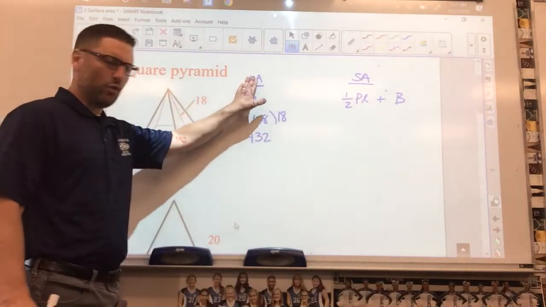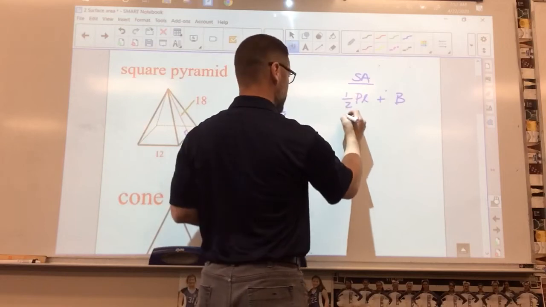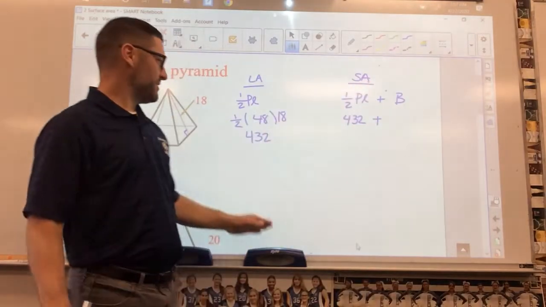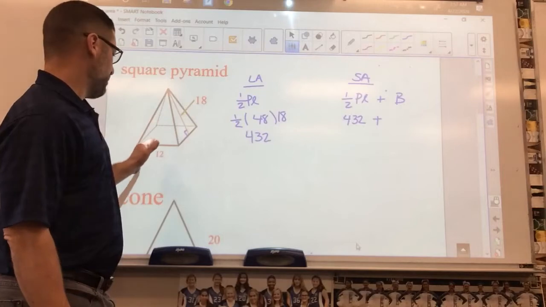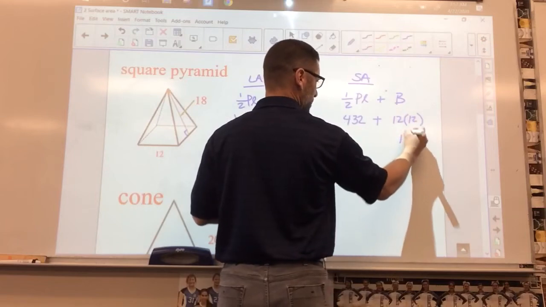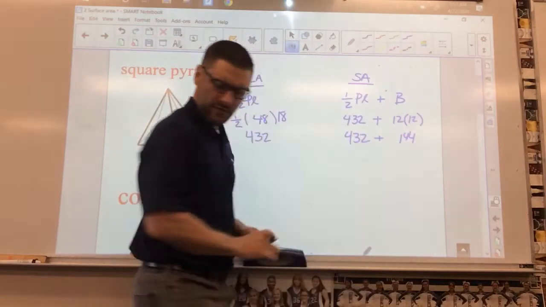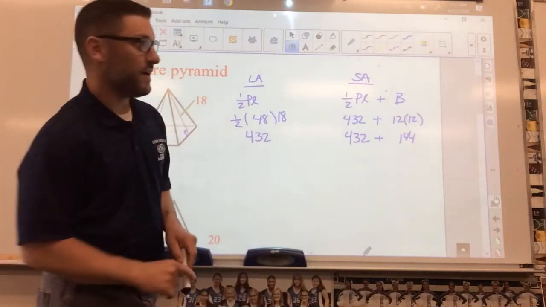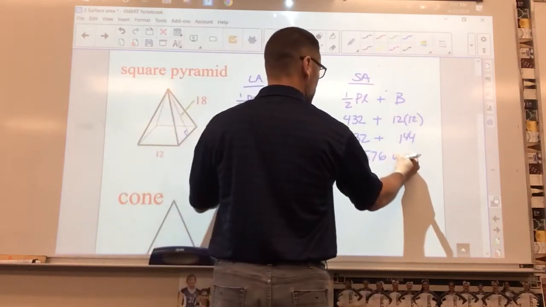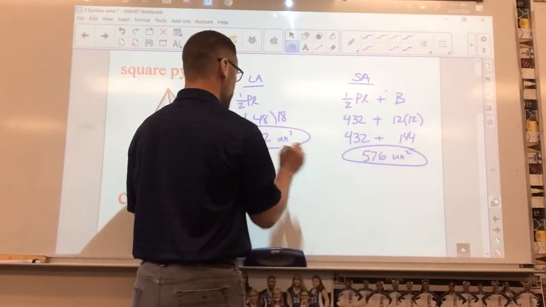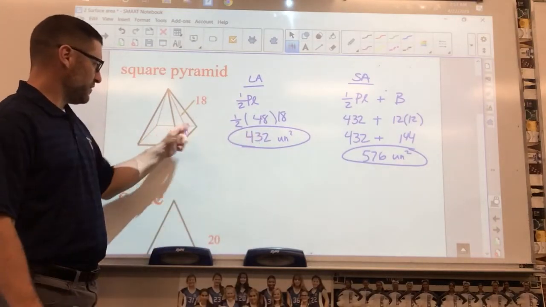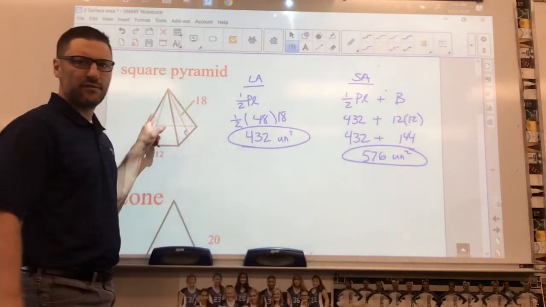Okay, that's the LA. And the cool part is, whenever I get this, plug it right in over here for the lateral surface area, 432. Half the surface area formula is already rolled up into here, plus the base, and big B stands for area of the base. Area of the base is 12 times 12, or 144. So I take 432 plus 144, and I get 576 units squared. Your surface area should always be bigger than your lateral area. This number here would be all of those triangular faces. This number here would be all of the triangular faces plus the bottom base.